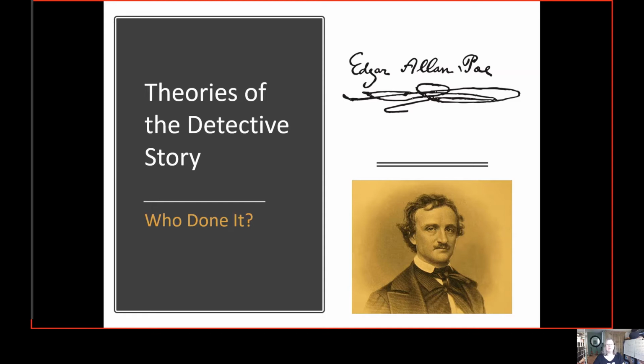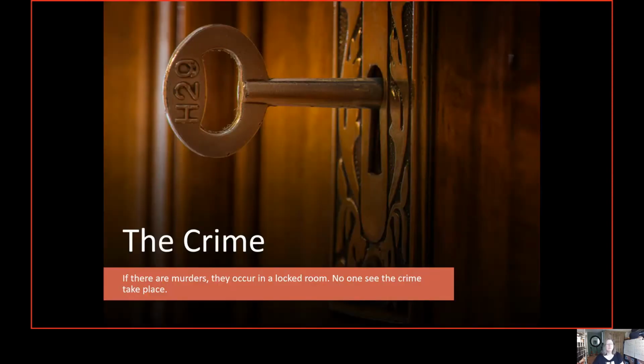We are here today to talk about Poe's theories of detective fiction, since he is the person who invented the genre. So when it comes to the crime, if there are murders, they occur in a seemingly locked room. No one should have been able to get in or out of the room. And no matter what the crime is, no one sees it take place.